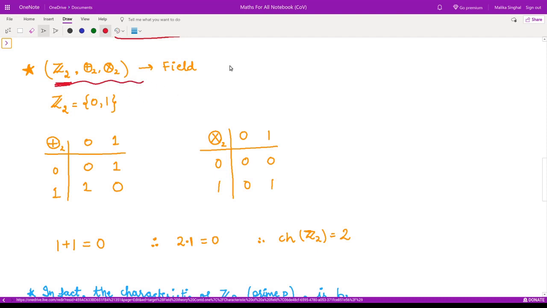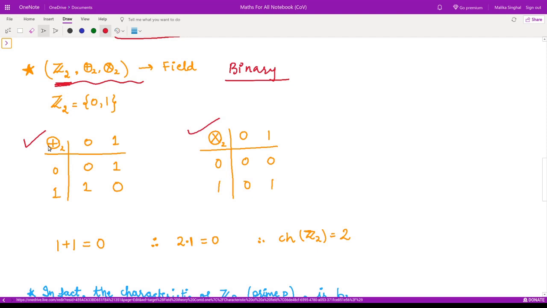This is basically a binary field. And this is very useful when we deal with computers because computers work only on two numbers, 0 and 1. So basically this field is helpful and has applications in computer science, right? So let us create these tables.